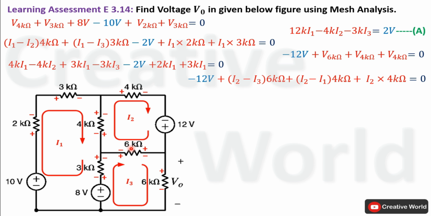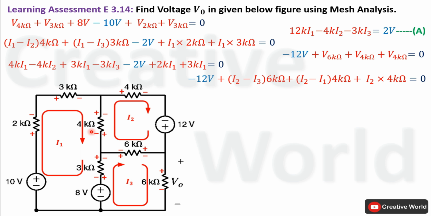Voltage across 6 kilo ohm resistance will be equal to the product of 6 kilo ohm and current through it, that is the difference of current I2 and I3, because these two currents are using common path and both are opposite in direction to each other. Here, because we are in second mesh, that's why current I3 will be subtracted from I2. So I2 minus I3 multiplied by 6 kilo ohm will be equal to voltage across this 6 kilo ohm resistance.